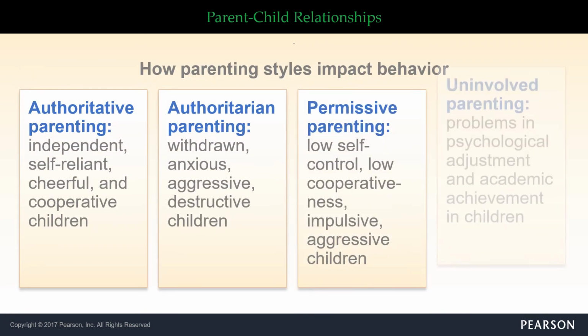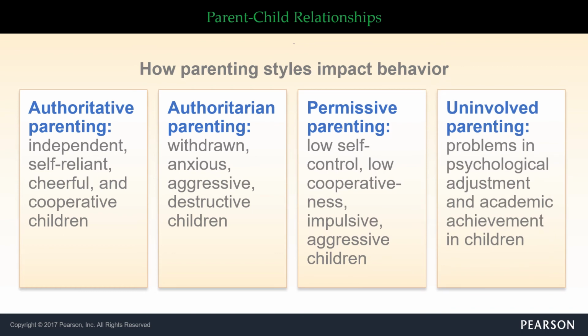So how do these different types of parenting styles affect children's behavior long term? Well, if we look on the left, we can see that authoritative parenting style has the most positive outcomes for children. And remember, these are parents who are warm and responsive, allow children to voice their opinions, but they're the ones that maintain control. And so children with authoritative parents tend to be more independent, more self-reliant, cheerful, and cooperative.